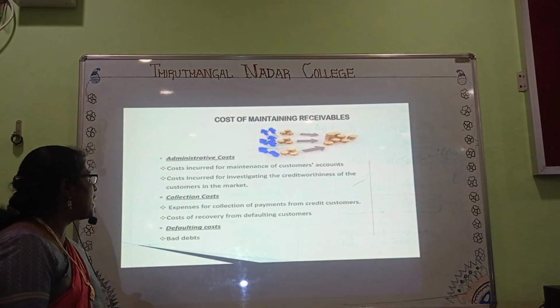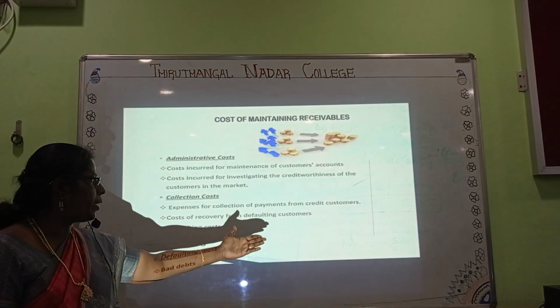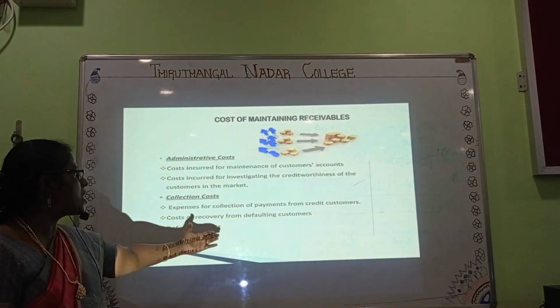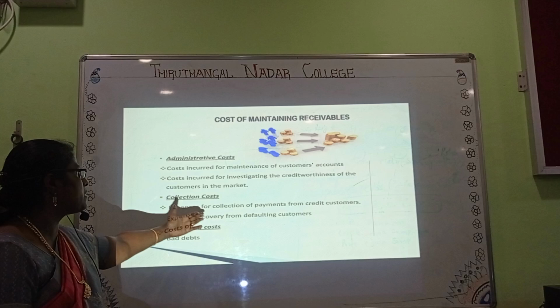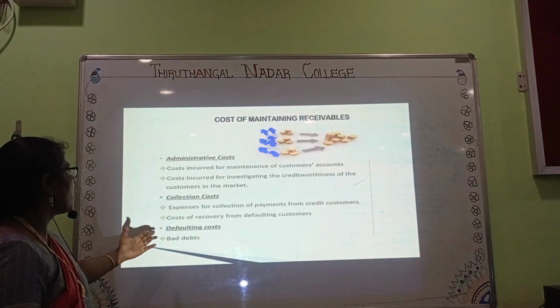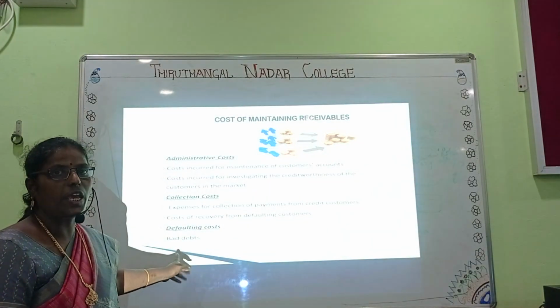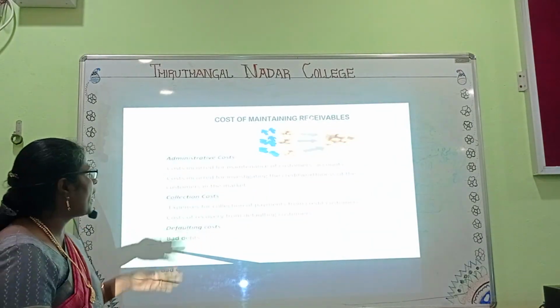The next one is collection cost. What is this collection cost? It covers expenses for collection of payments from credit customers and the cost of recovery from defaulting customers. These are included in the collection cost. And the last one is defaulting cost, that is bad debts. You know very well what bad debts are.